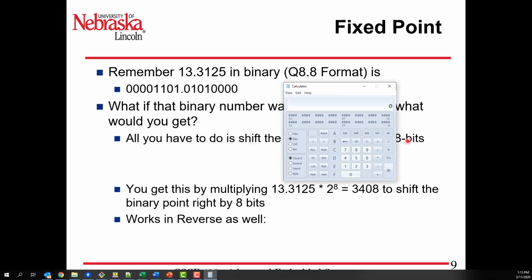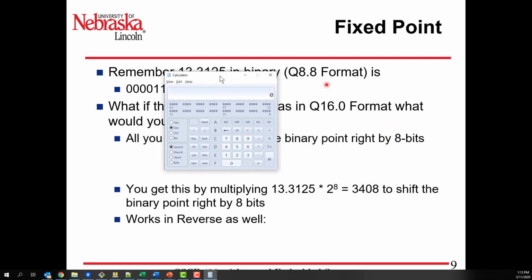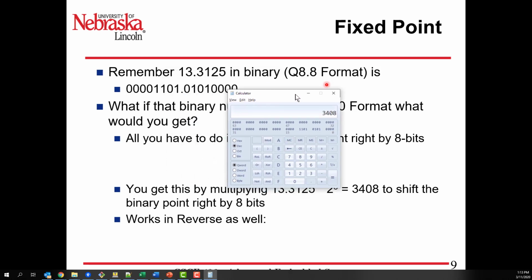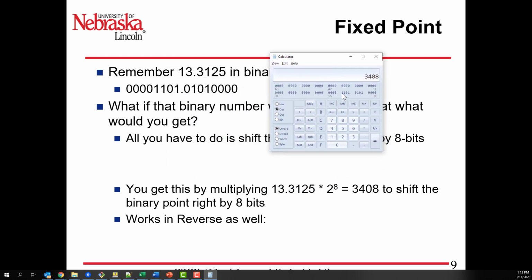Show this in programmer mode. We have 3408. Convert that to binary. Notice we get the same number we had before: 1101, 0101, 0000. And that's our 16-bit number.